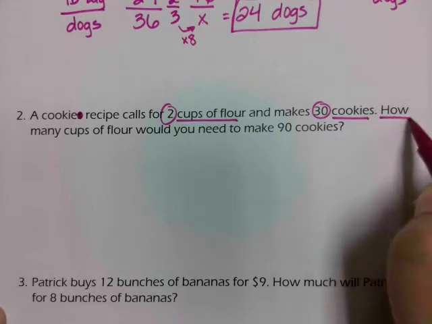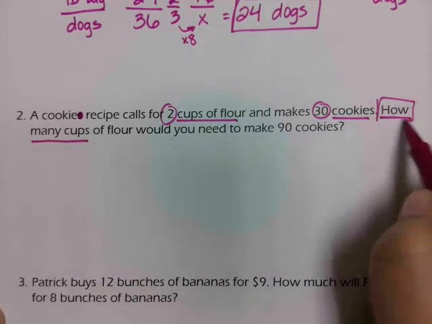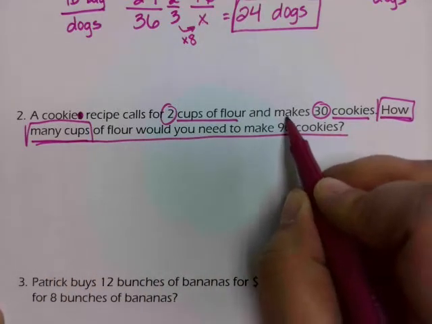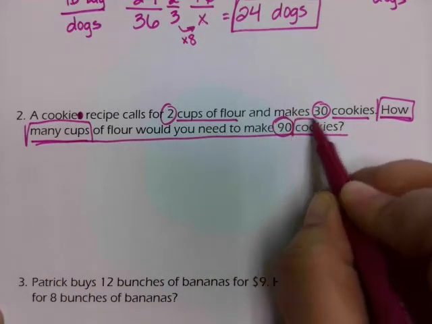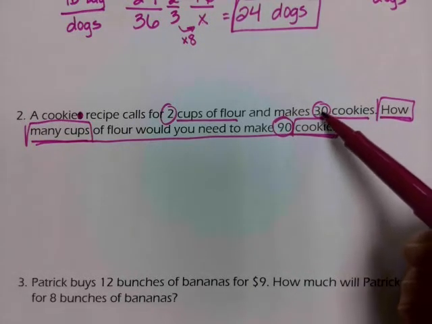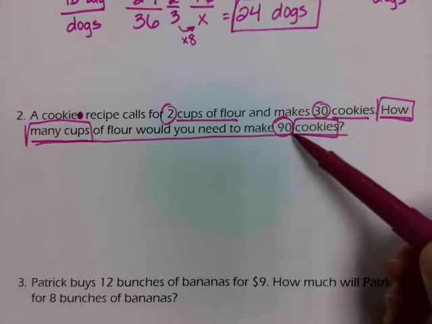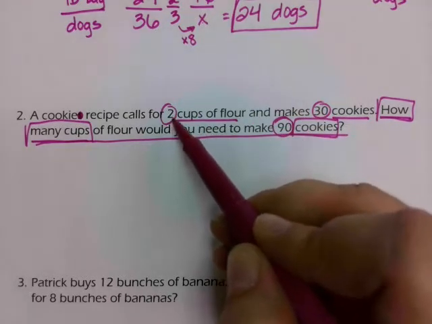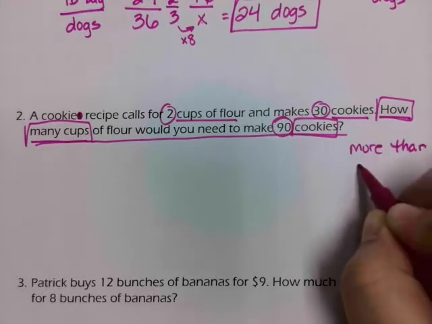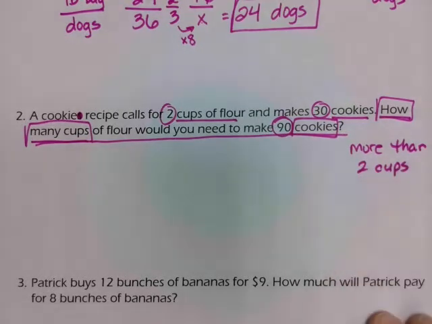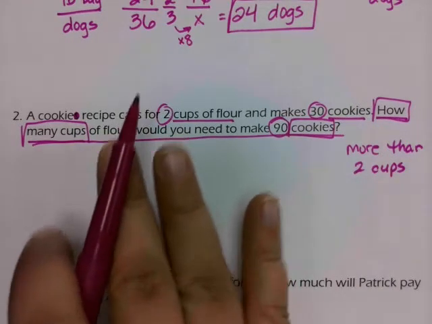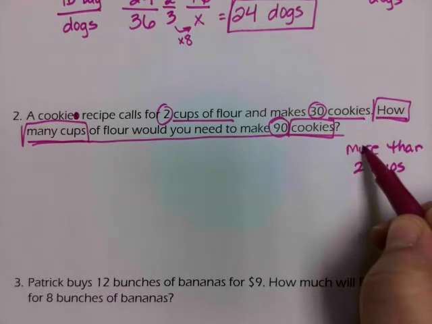The question is, how many cups of flour would you need to make 90 cookies? We know we're solving for the number of cups. Our cookies went from 30 up to 90, so if I'm making more cookies, it makes sense that I would use more cups of flour. So I need to have more than 2 cups as my answer. If I had answer choices that were less than 2 cups, I could eliminate them.